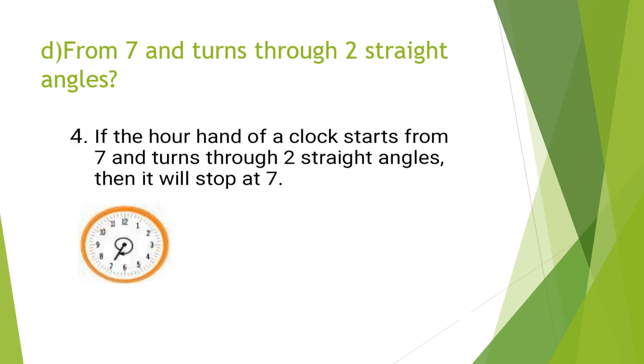D. From 7 and turns through 2 straight angles. 2 straight angles means 1 complete angle. So if the hour hand of a clock starts from 7 and turns through 2 straight angles, then it will make 1 complete angle and stop at 7.